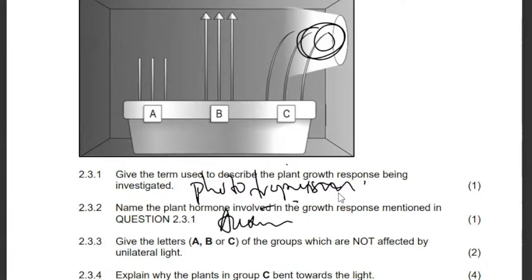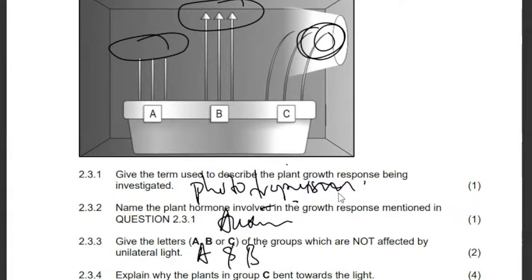And then you give the letter A, B, or C of the groups which are not affected by unilateral light. Which letters are not affected by unilateral light? So in this case, you're going to look at B because of the covered meristem, and then A because the tip was removed. So this is A and B.